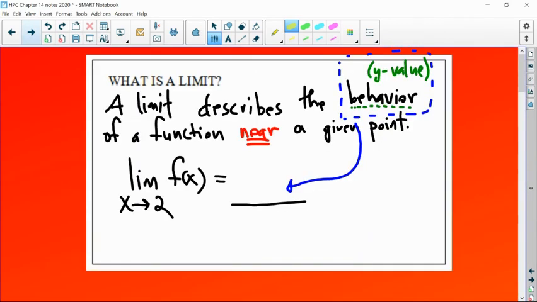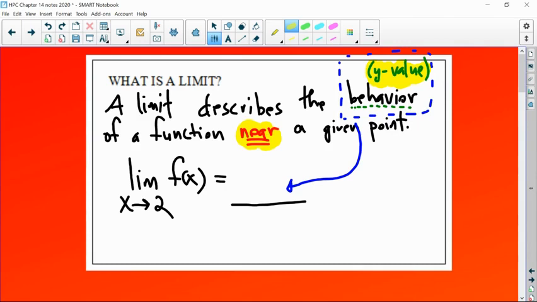I don't know if you wanted to write this down somewhere, but that's something I've had up for probably like 6 or 7 years, and I just like it. A limit describes the behavior of a function near a given point. I've highlighted behavior, that's a y value. I've highlighted the word near because I don't really care what's happening at the point. I want to know what's happening near the point.